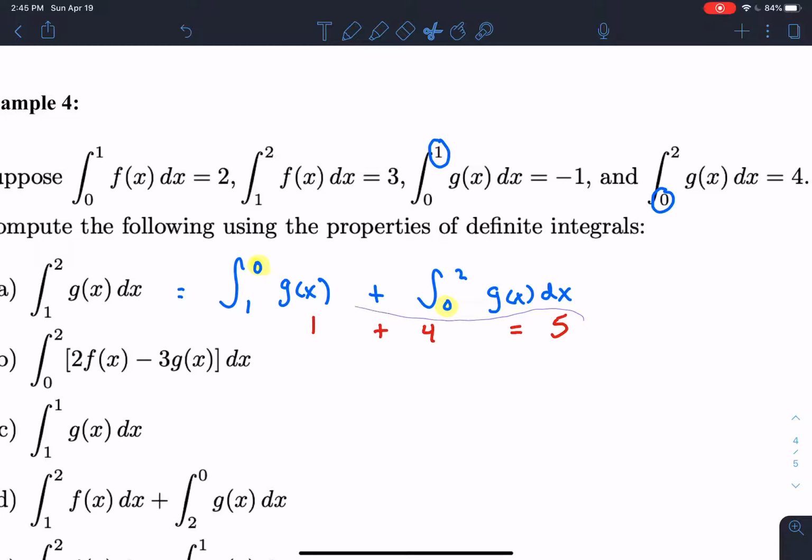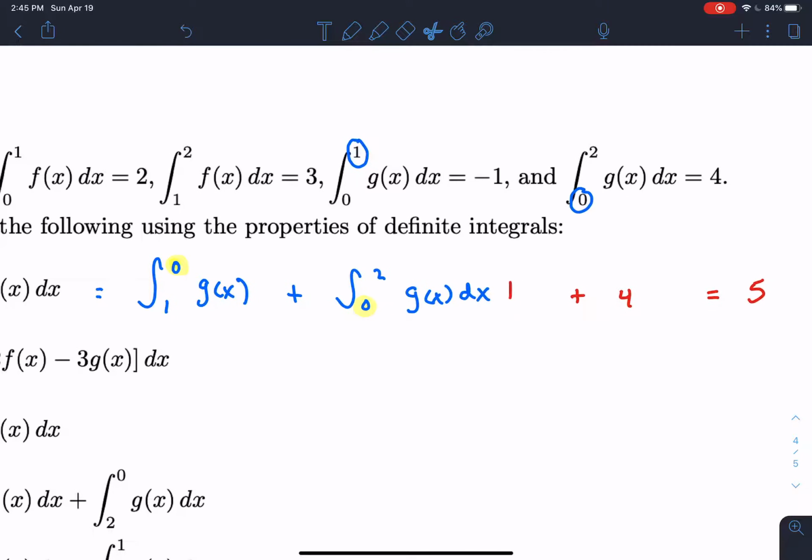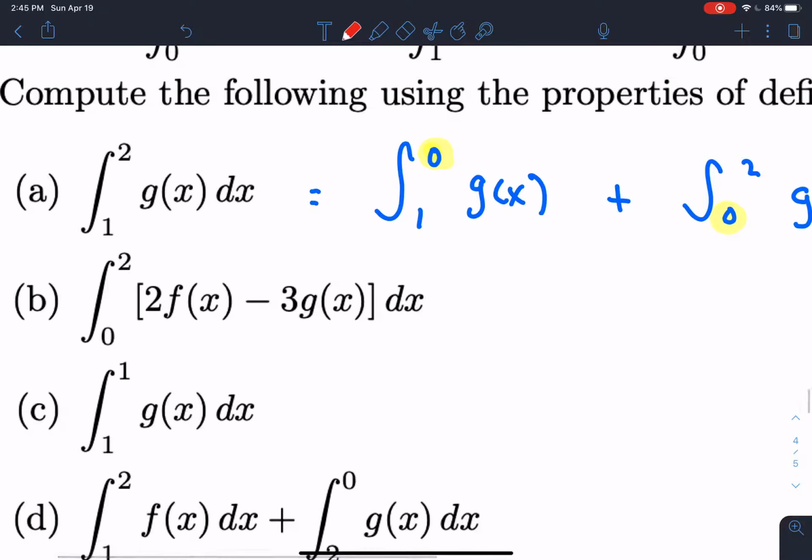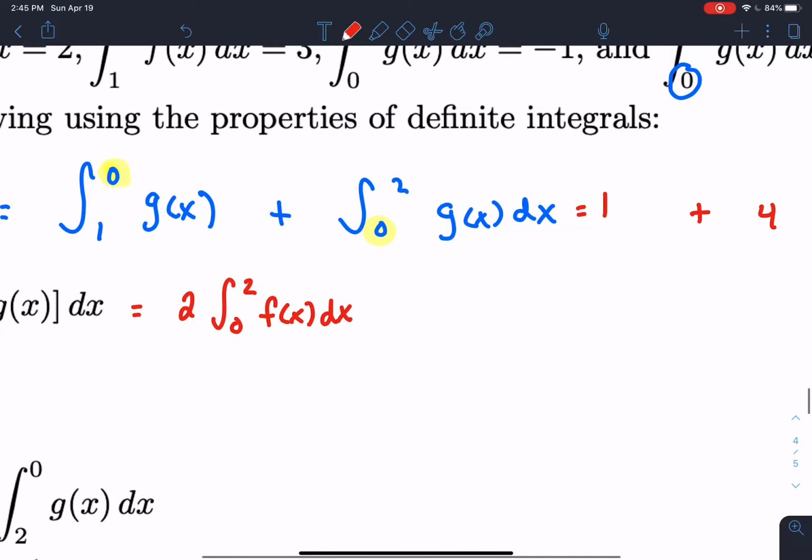All right, so sometimes you might have to work it out that way in order to get your answer. Okay, and then the second one, we have 2f of x minus 3g of x. Okay, so what you guys should do for this is you're going to do 2 integral from 0 to 2 of f of x, and then you're going to add or subtract that integral from 0 to 2 of g of x.